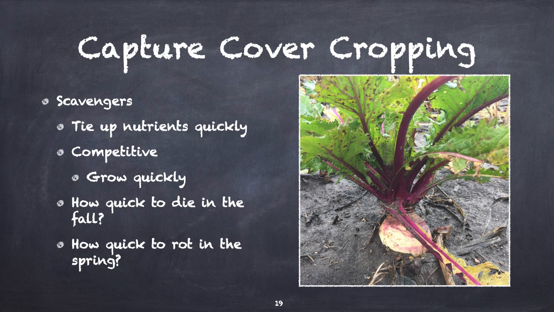The other question is, how quickly do you want these things to rot in the spring? So once again, you look at the top of those radishes, it's going to be relatively high protein, so that means your carbon nitrogen ratio is going to be fairly low. So these things will rot real quick. So you might be able to even seed right into this without pre-tilling.